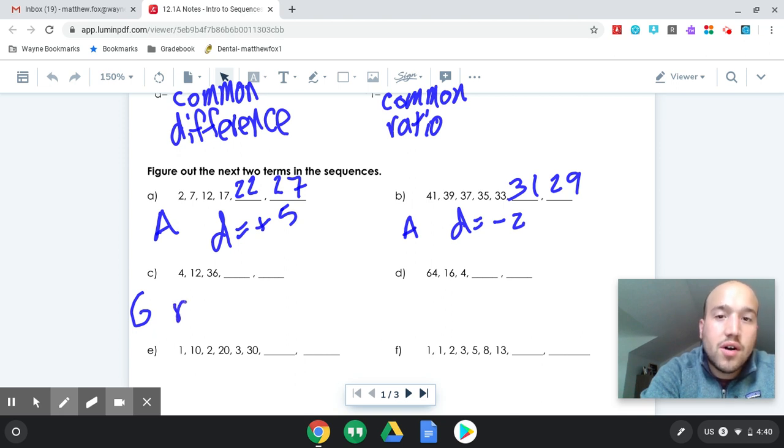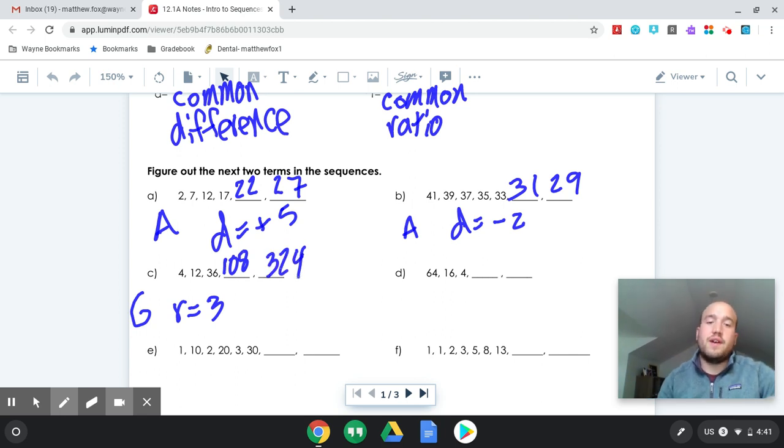And our R, or common ratio, in this case is 3 because that's what I multiply by. So 4 times 3 is 12. 12 times 3 is 36. 36 times 3 gives us 108, okay? And then 108 times 3 gives us 324. And if you can't do those in your head, that's fine. Use your phone, use your calculator. You just got to be able to get the right answer, okay?